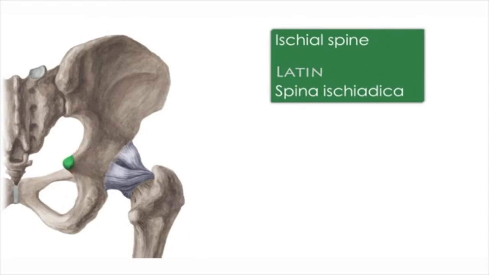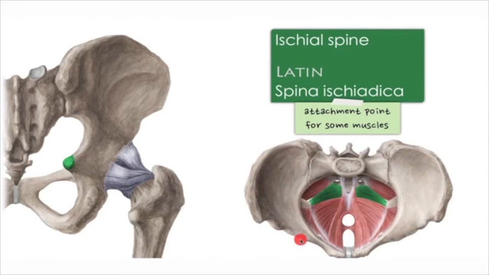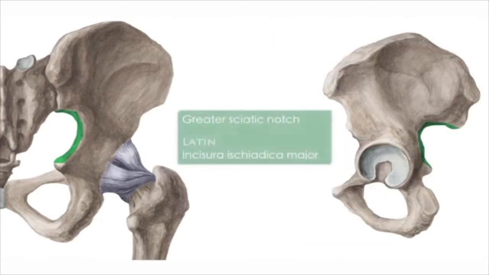Now, important structure because it serves as an attachment point for some muscles, including this one that I'm showing you right here, highlighted in green, and you can see clearly it attaching to the ischial spine. The greater sciatic notch is a large notch that you find between the posterior inferior iliac spine right here, and goes all the way down to the ischial spine that we talked about previously.